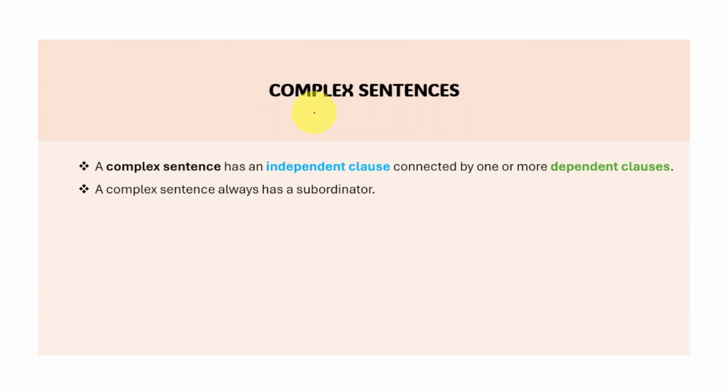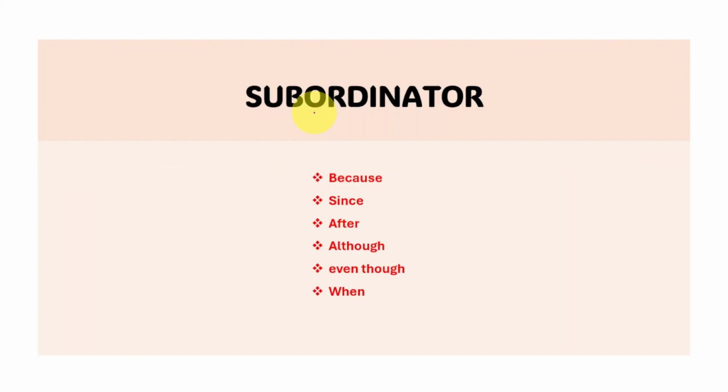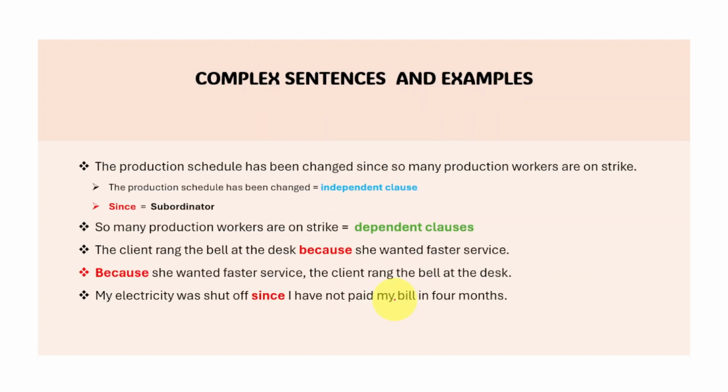Now, here we have complex sentences. In this case, we're gonna connect it with dependent clauses. Now, we got because, since, after, although, even though, when. Okay. Now, if you take a look here, we have four complex sentences.